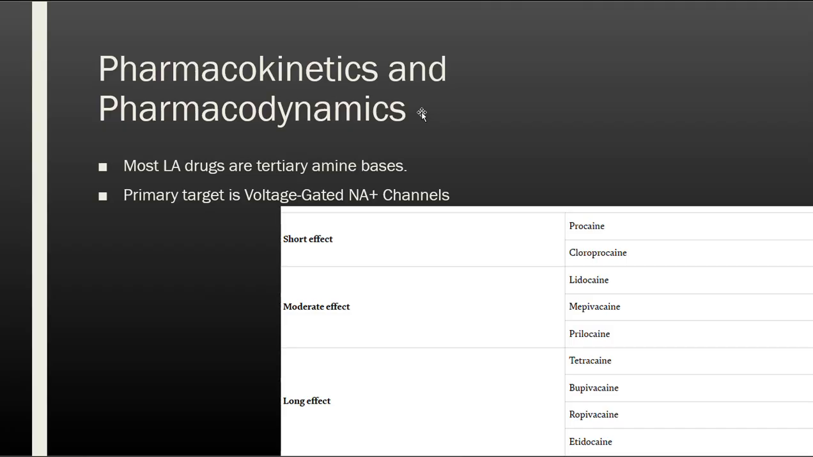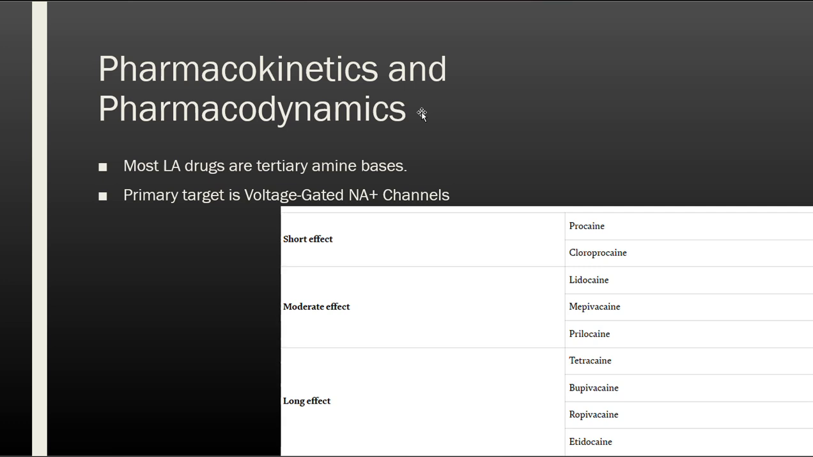Now, most local anesthetic agents are tertiary amines, and the primary target is voltage gated sodium channels. We have short duration, moderate effect, and long effect. We have two types: ester and amide. Ester is usually metabolized in the blood. Plasma cholinesterases will metabolize it. Now, mainly the way to know it, we have one I: procaine, chloroprocaine, cocaine, and so on.